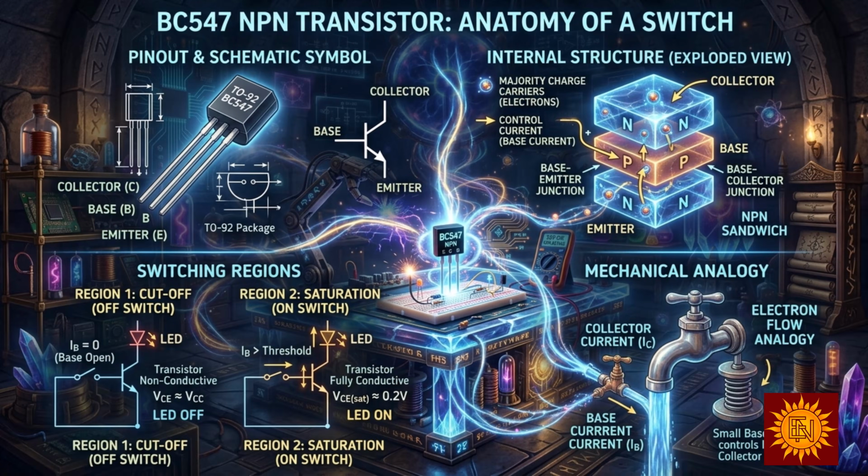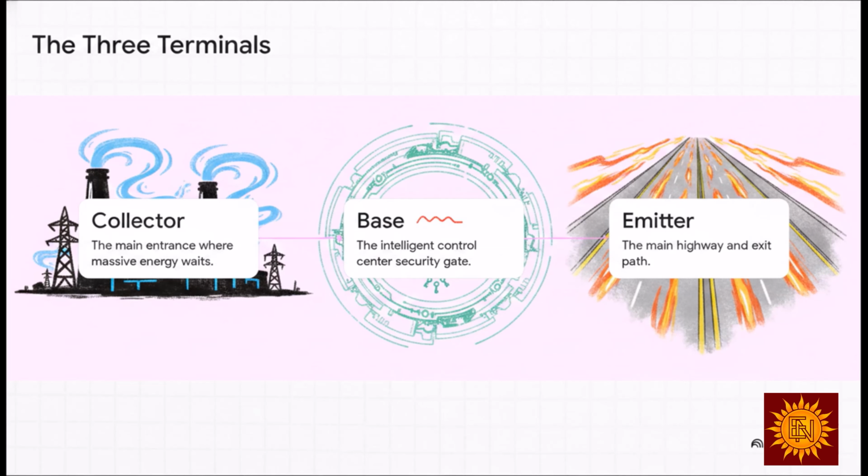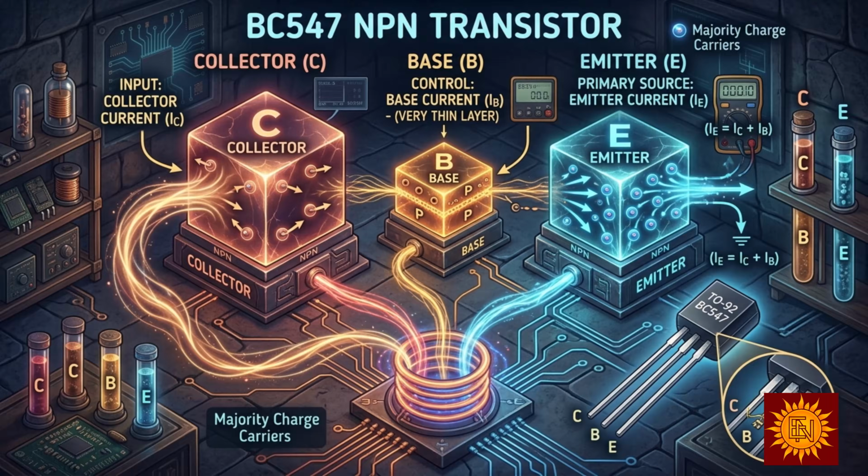Section 2. Anatomy of a switch, the three terminals. To really get how this works, think of the collector terminal as the main power station, where your source voltage is just waiting. The base? Well, that acts as the security gate, requiring only a tiny control current to open up and allow the main load to pass right through to the emitter, which is our exit highway. It's pretty wild to think about. Massive power waits at the collector, completely at the mercy of the intelligent control happening right there at that tiny base terminal.